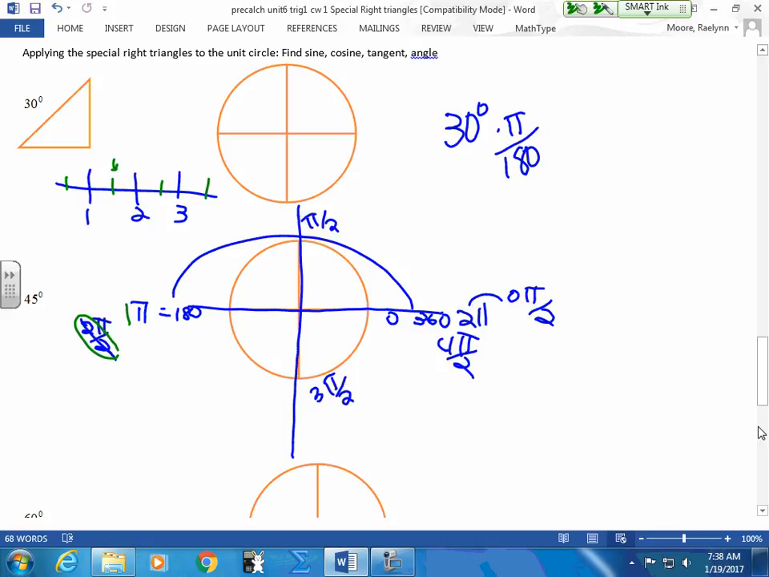So if I'm counting, this is 1 pi over 2. This is 2 pi over 2, 3 pi over 2, 4 pi over 2, 5 pi over 2, 6 pi over 2, 7 pi over 2, 8 pi over 2. And now let me reduce this. What is 6 pi over 2? 3 pi. Oh, 1 pi, 2 pi, 3 pi. Agree? I'm just looking for patterns.